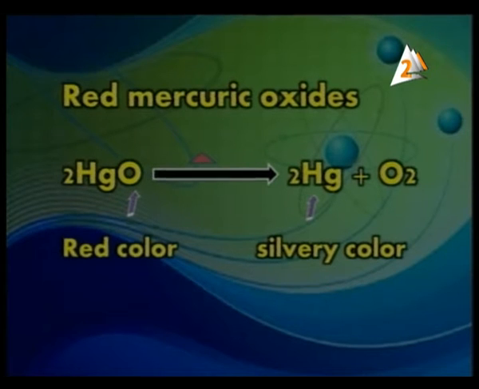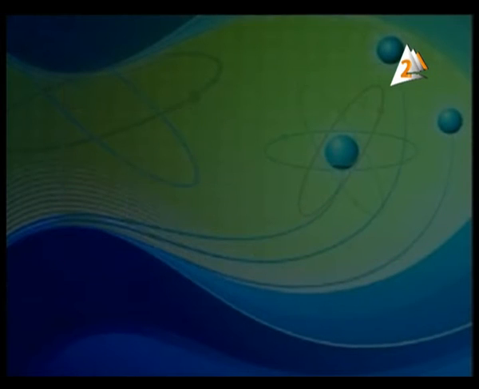This is not only that. It changes from the red color to a silvery color. Wonderful. My dear, don't forget, we have red color, and it changes into the silvery color of mercury. 2HgO will be 2Hg plus O2. It's great to see that. Another one, yes, red, silver.